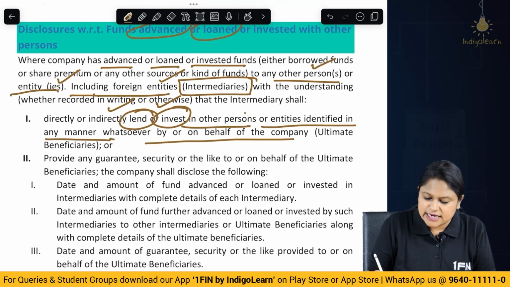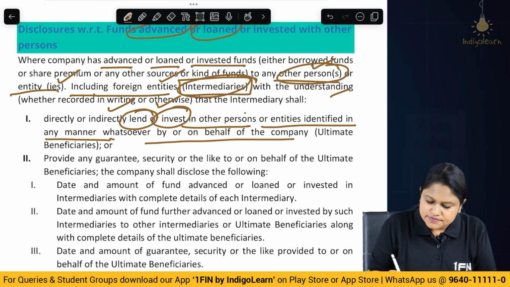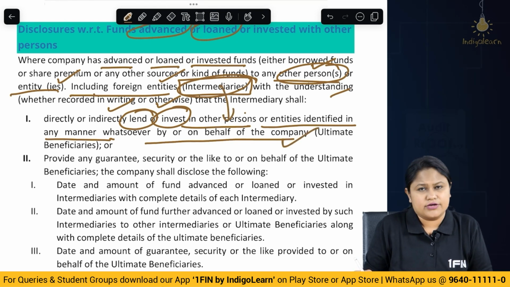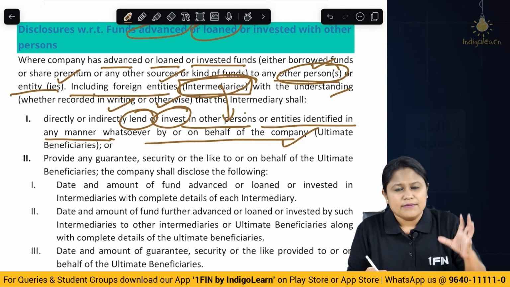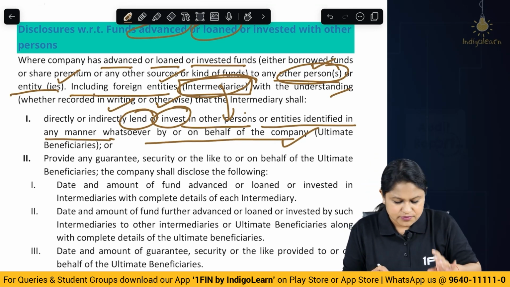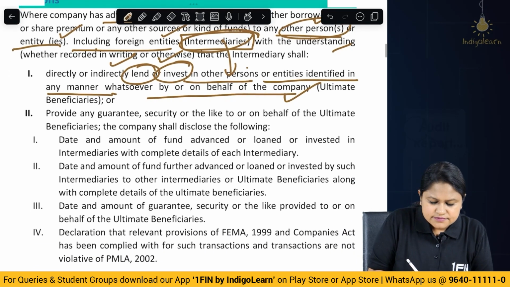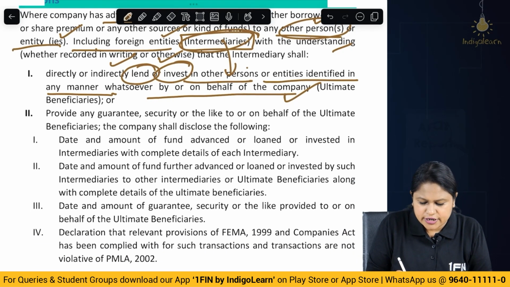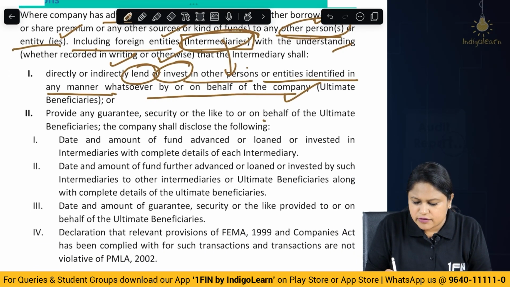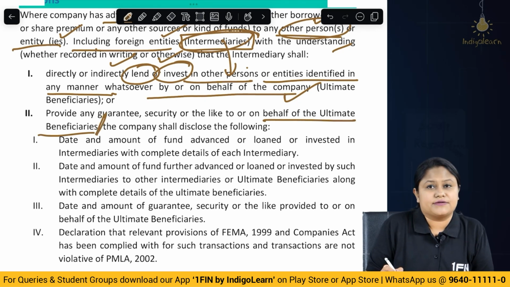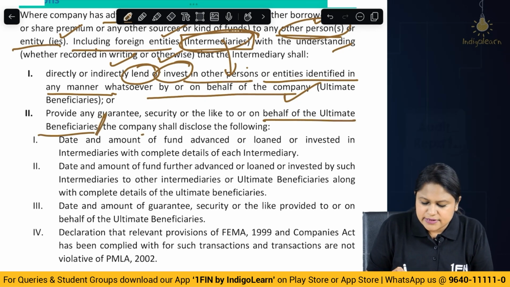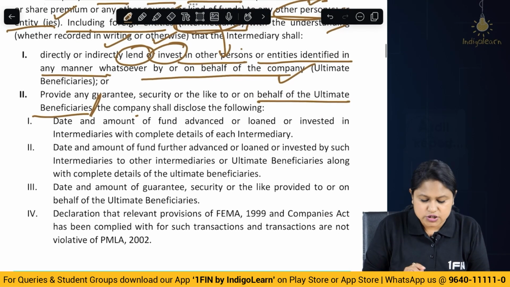That means what is the understanding? That these persons are going to forward it to where? To another person, which is identified by the company itself. So the ultimate beneficiary, we are going to decide, the company is going to decide, but it is going to be routed through the intermediary, correct? Or provide any guarantee or security or the like to or on behalf of whom? The ultimate beneficiary. Okay, if that is the situation, then what will happen? The company shall disclose the following. What do they have to disclose?